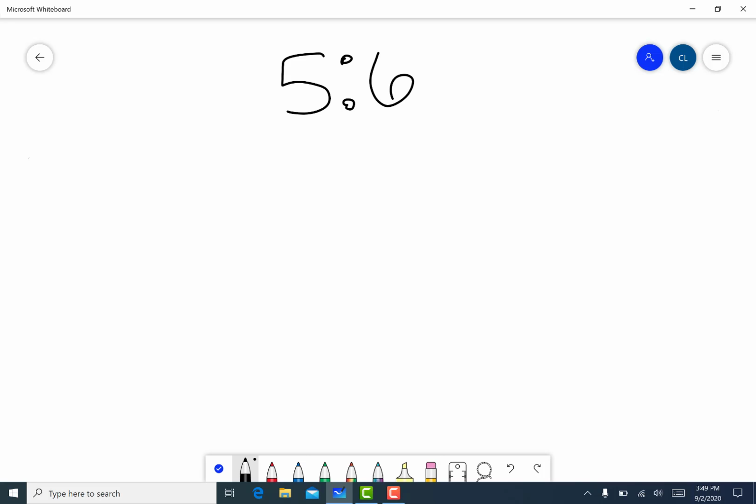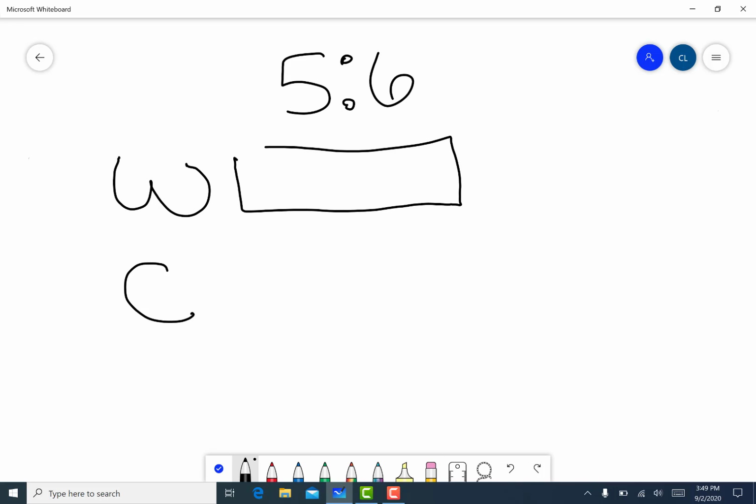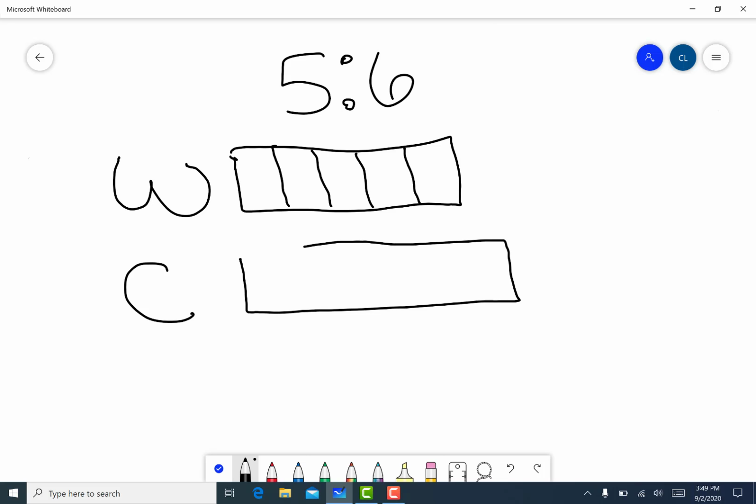Justify your answer by showing the new ratio you created of the number of walnuts to the number of cashews is equivalent to 5 to 6. All right, so I'm going to start you guys off by creating the tape diagram. So our first number is the walnuts, and then we had the cashews. So it's 5 to 6. So I'm going to draw a tape diagram. 5 walnuts. And then I'm going to draw a tape diagram for the cashews with 6.